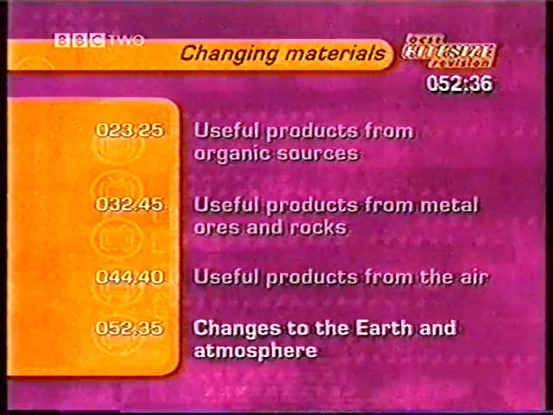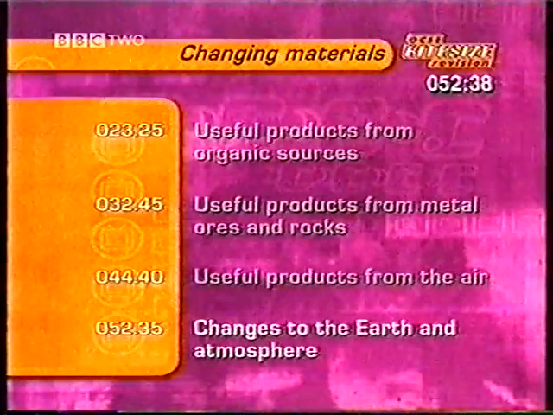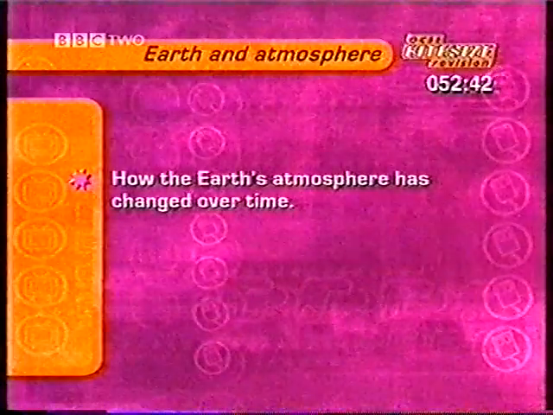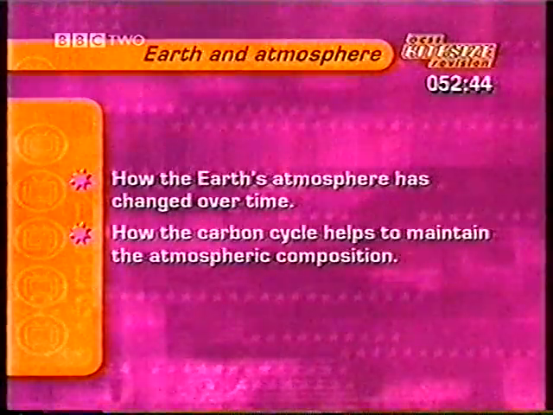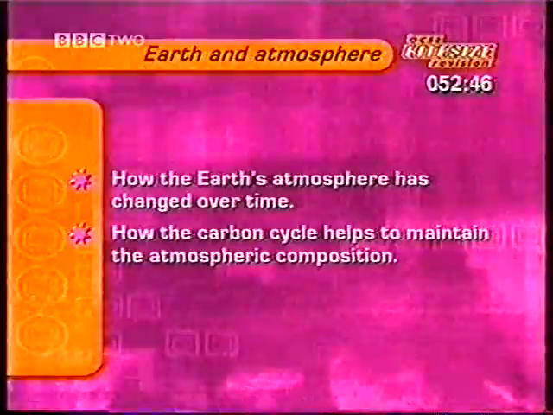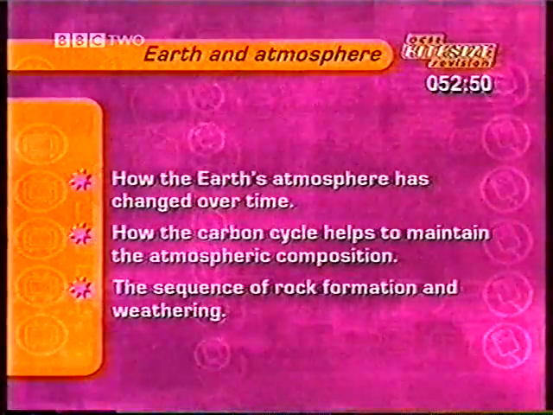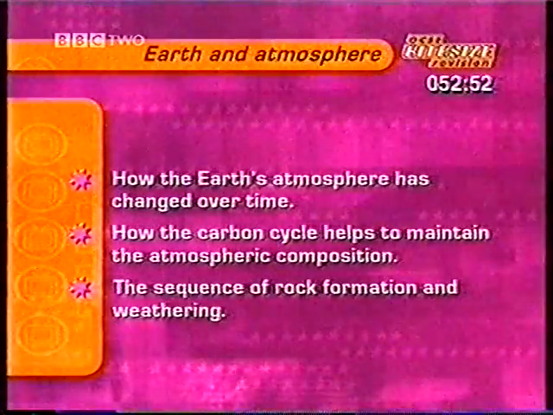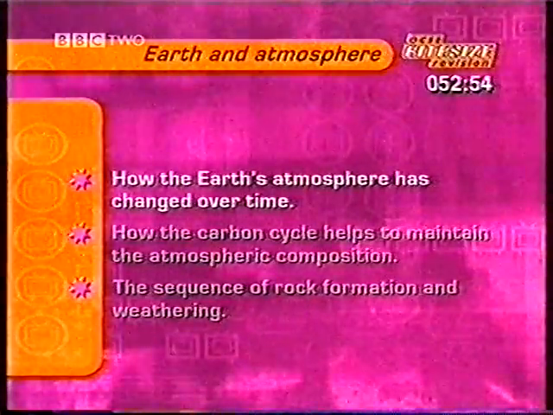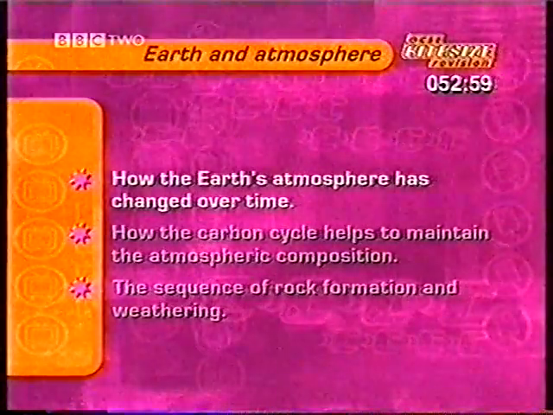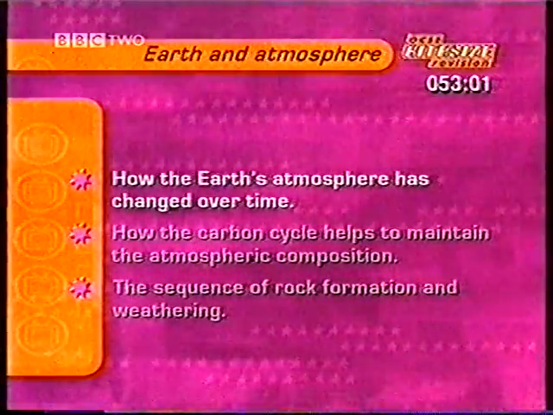This section is about changes to the Earth and atmosphere. It covers how the Earth's atmosphere has changed over time and how the carbon cycle helps to maintain the atmospheric composition. It also looks at the sequence of rock formation and weathering. First, how the Earth's atmosphere has changed over time. Watch the next clip and note down the stages in the evolution of our present-day atmosphere.